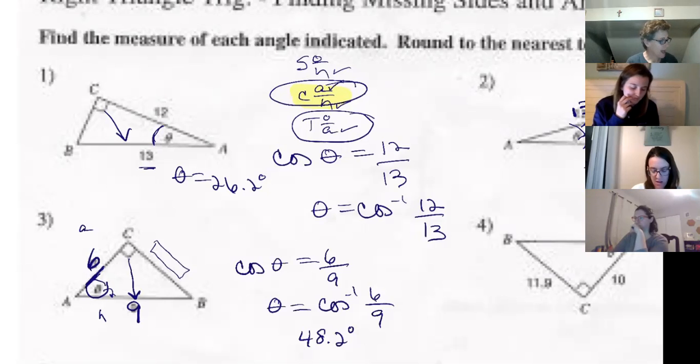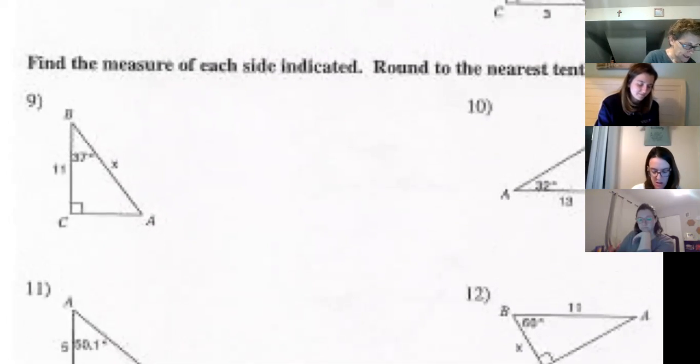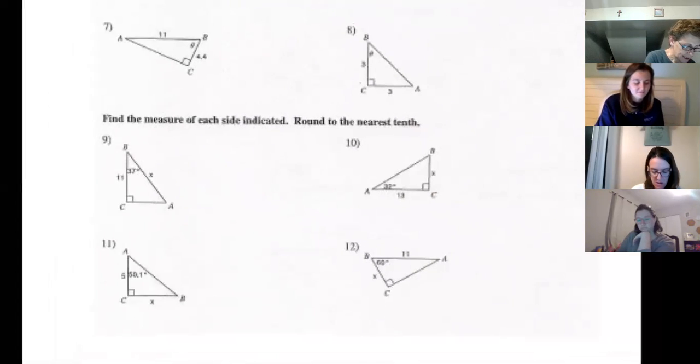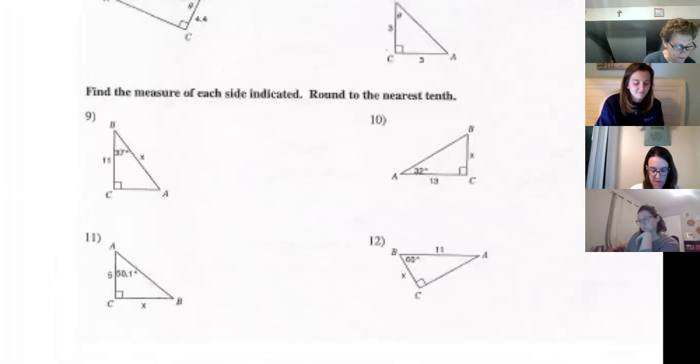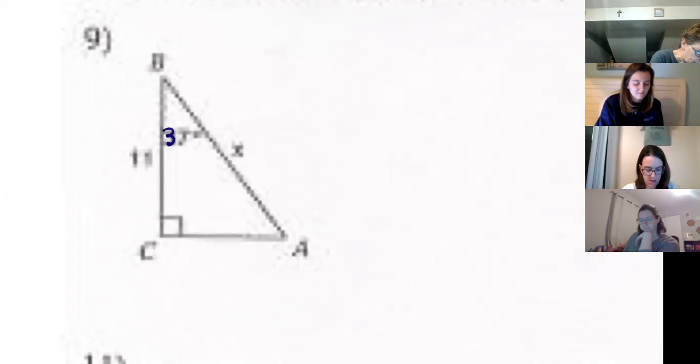Okay, so we have these we can practice. Those are all about finding the measure of the angle. But you also use SOH CAH TOA to find the side. So let's go ahead and do some of those too, so you have both practices. On the same document, further down the page, it says find the measure of each side indicated and round to the nearest 10th. So this angle up here is 37. I'll make this big and I'll write in what they are. This is 37. This is 11. This is X. And this is your right angle.